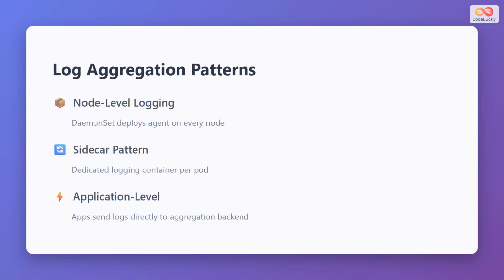Kubernetes offers 3 main patterns for collecting logs. The node-level logging pattern uses a DaemonSet to deploy a logging agent on every node in your cluster. The Sidecar pattern places a dedicated logging container alongside your application container within the same pod. And the application-level pattern has your applications send logs directly to the aggregation backend. Each pattern has its own advantages depending on your specific requirements and infrastructure design.